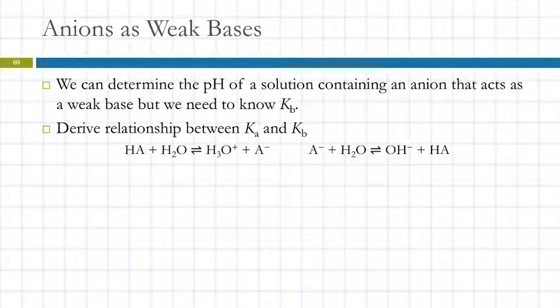So we can determine the pH of a solution with an anion that acts as a base. But we need to know what Kb is. So the conjugate base of a weak acid, you can look up the acid ionization constant for the weak acid. If you look hard enough, you can also find Kb, but there's actually a very simple relationship between Ka and Kb.